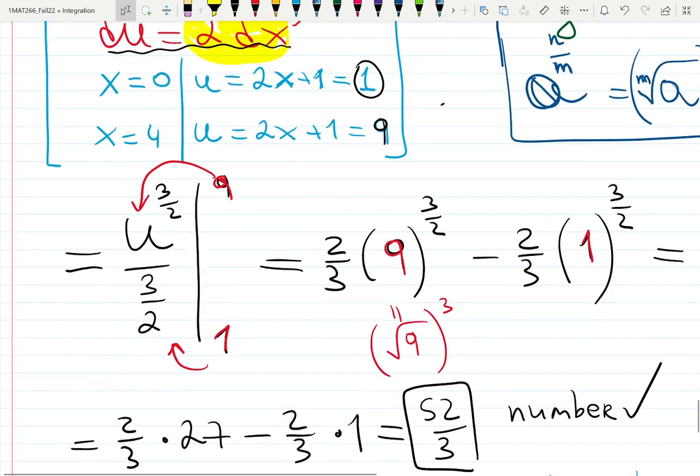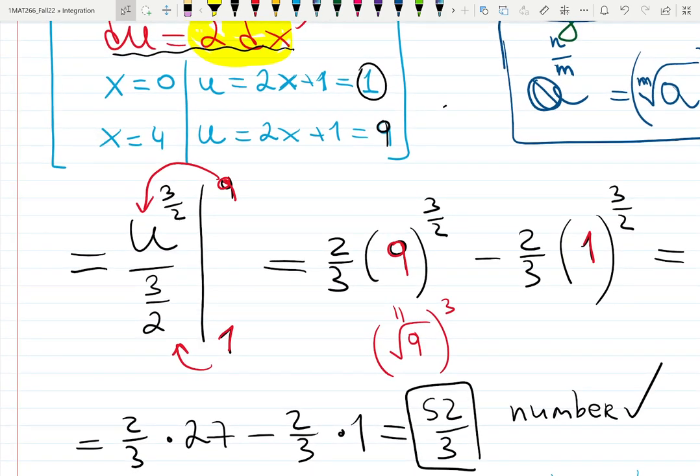Here it is: u to the 3/2 over 3/2, from 1 to 9, and you don't go back to the original variable anymore. Did you notice that? We used to go back all the time. But since the answer is a number, 52 over 3, nobody cares how you got it. So you don't go back to x, and you plug in 9 and 1, which are u equals 9 and u equals 1. That's important.